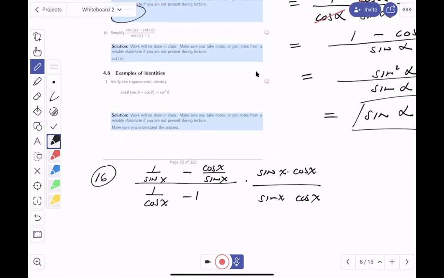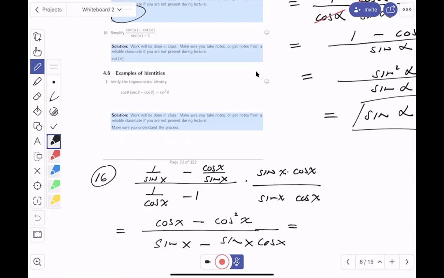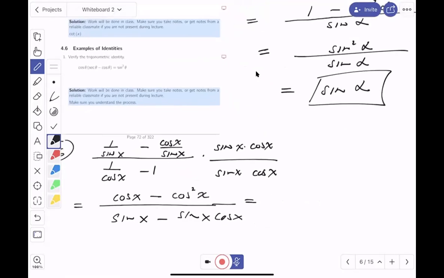All right. What do you get there? Let's see. First term would give me cosine x. The second term would give me cosine squared. Let's do the bottom. What do you get? Sine x minus sine x cosine x. Now I'm going to factor top and the bottom and see what we get.